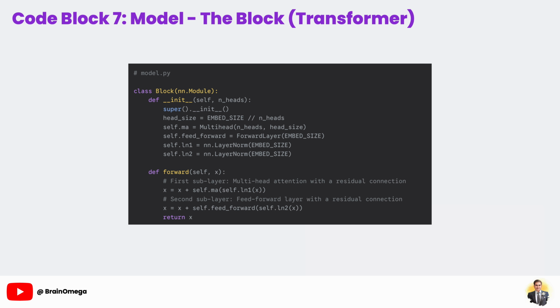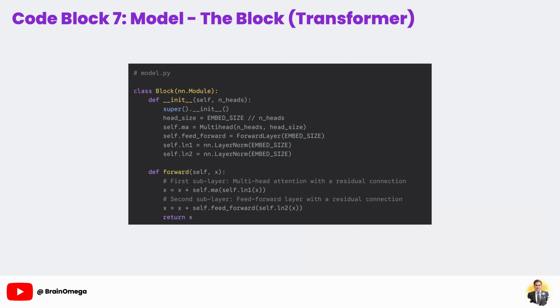The structure is very elegant and follows a consistent pattern. The input X comes in, and first it passes through a layer norm. Then it goes into our multi-head attention layer. The output of that is then added back to the original input X. This X plus is the famous residual or skip connection. It's incredibly important because it allows gradients to flow directly through the network during training, which makes it possible to train very deep models without them forgetting the original signal.